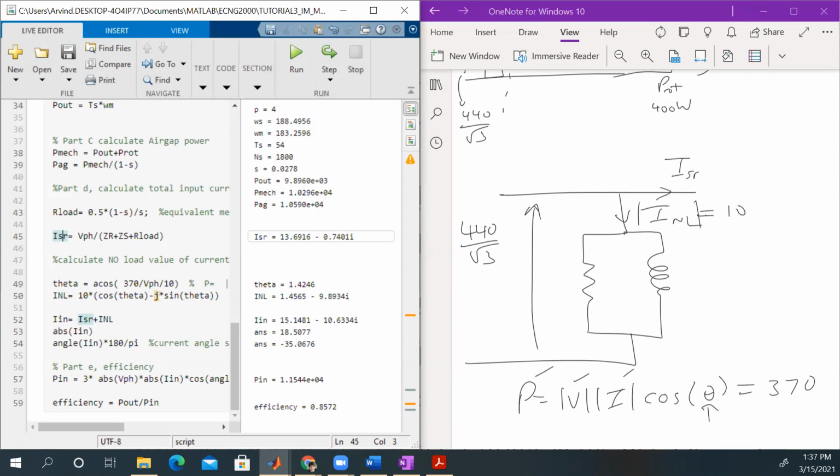And then lastly, we want the efficiency of the induction machine at a given load. So efficiency is P out on P in. We worked out P out before, so we need to work out what P in is.